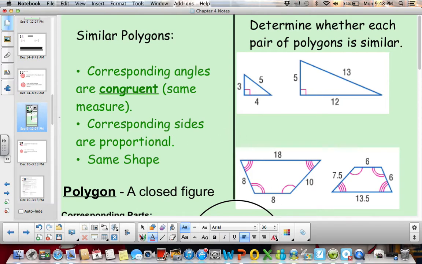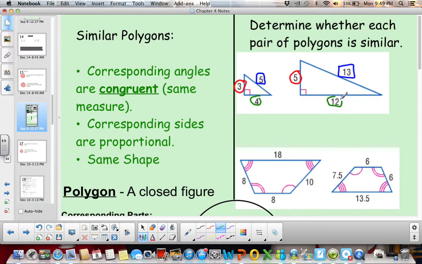So when we say corresponding, we mean the same sides on the figure. So the 3 and the 5 are corresponding. The 5 and the 13 are corresponding because these are both our hypotenuse. And then we have the 4 and the 12, which are corresponding as well.